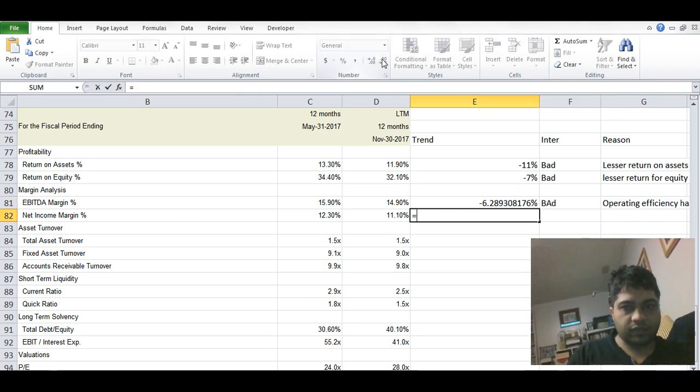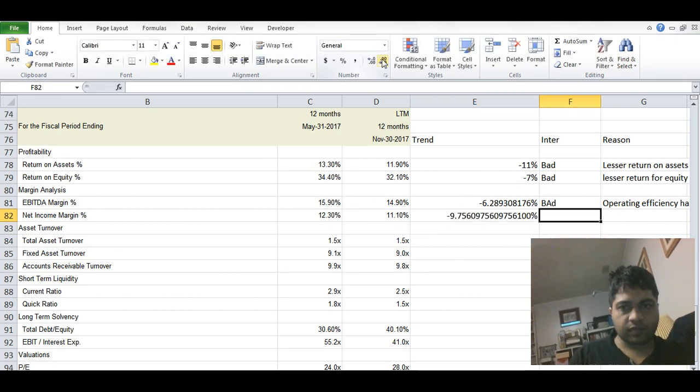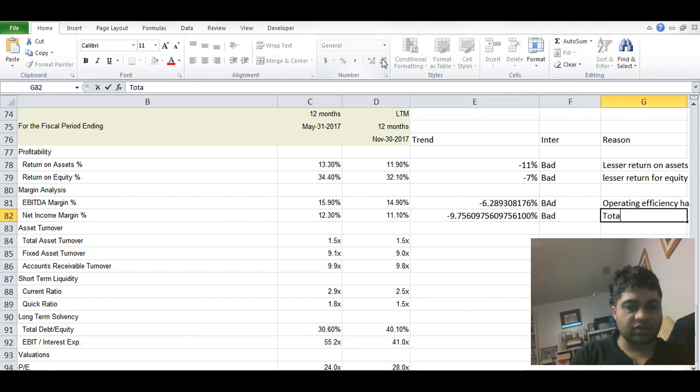Okay, next is net profit margin. It's down, it's 9%, bad. So total efficiency has gone down.